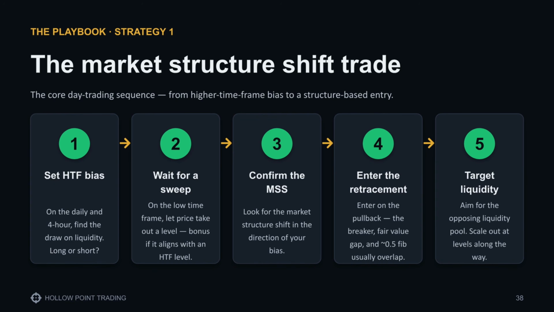Strategy 1 is the market structure shift trade. The process follows 5 steps. Set your higher time frame bias, wait for a liquidity sweep, confirm the structure shift, enter on the retracement, and finally, target the opposing liquidity pool.